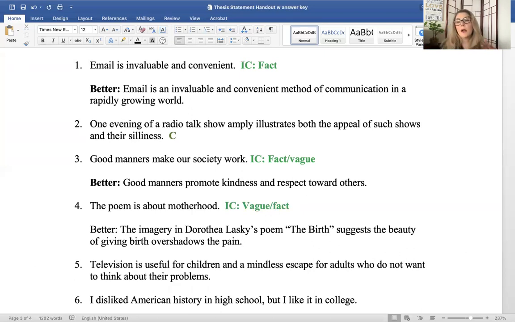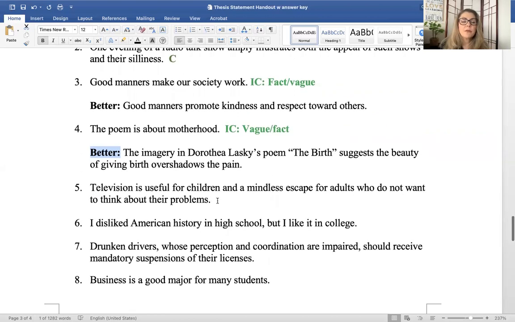So the image of beauty is stronger than the pain the mother undergoes in this poem. And that's something that definitely could be proven in an essay. This is more of an analytical thesis statement because it's really literary analysis, right? Because the writer would provide different sections of that poem where the imagery suggests the beautifulness of giving birth, not really, I'm sorry, the image of the beauty of birth really overtaking any mention of pain or outweighing the mention of pain. Okay. All right.